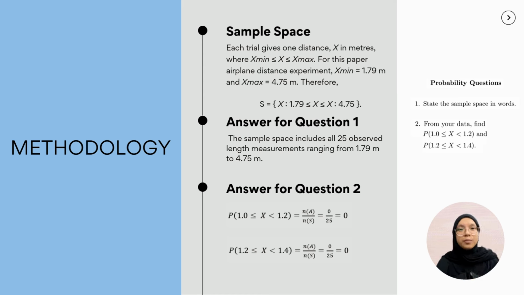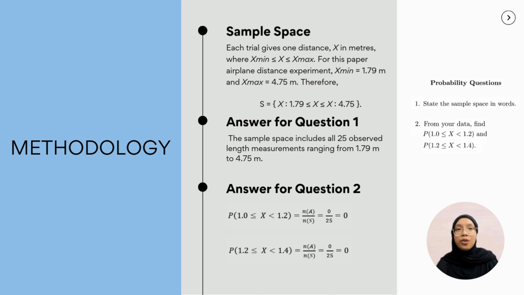Now, let's move to the probability questions. The first one, state the sample space in words. So, the answer is the sample space includes all 25 observed length measurements ranging from 1.79 meters to 4.75 meters. For question 2, from your data, find the probability that x is greater than or equal to 1 and less than 1.2, and the probability that x is greater than or equal to 1.2 and less than 1.4.